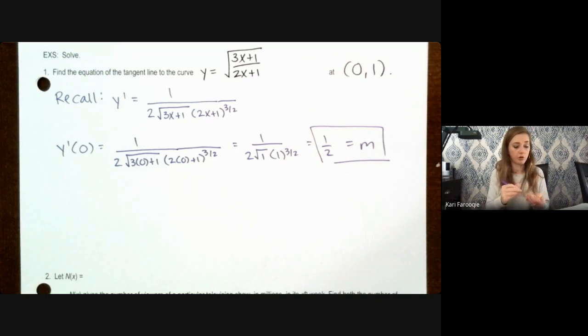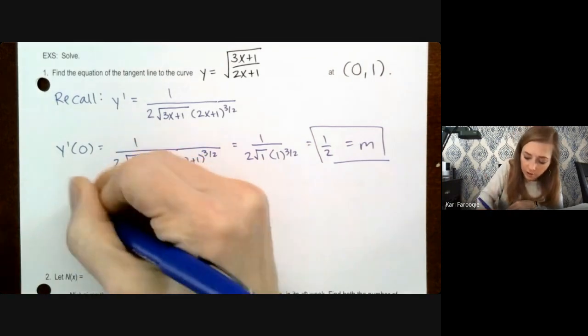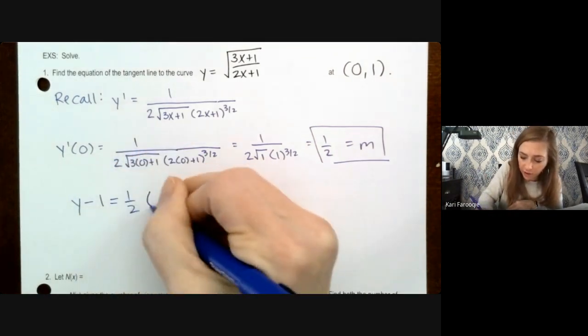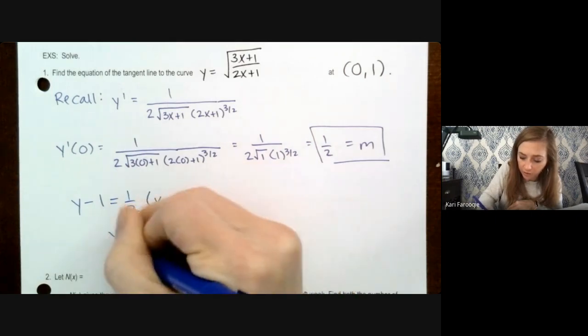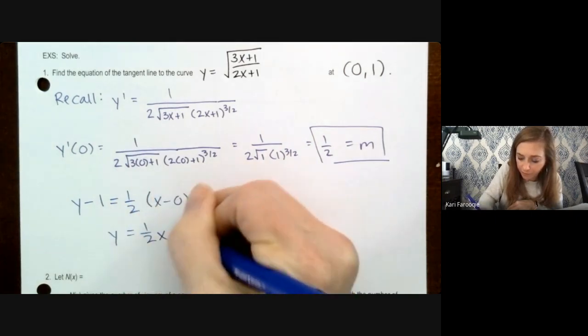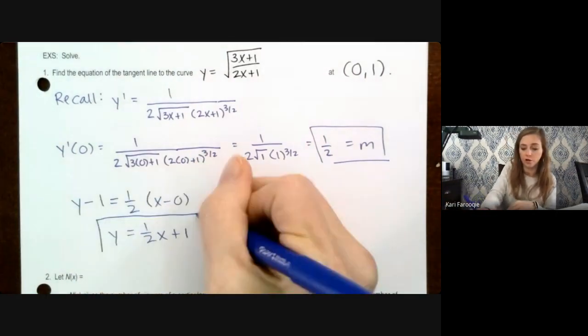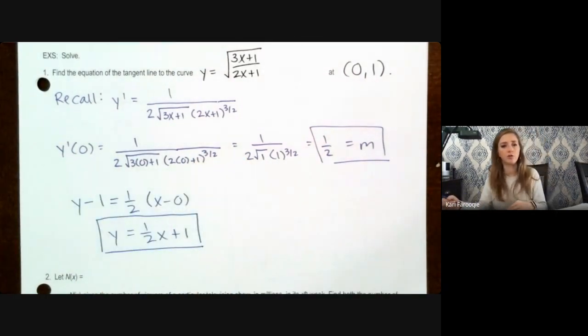In order to write the equation for the tangent line, you just need a point and a slope. So for my tangent line, I'm going to use y minus y sub 1 is m times x minus x sub 1. And you get y equals 1/2 x plus 1. You can check this in your calculator if you'd like. I'm not going to put this one into my calculator, but feel free if you'd like to check that.